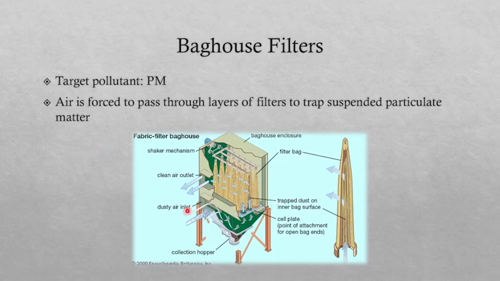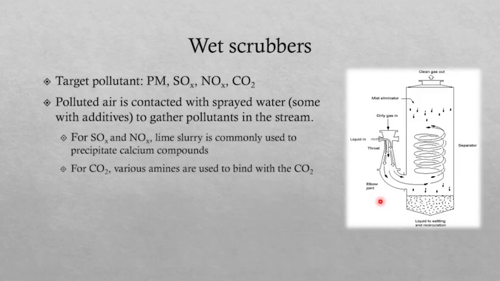This is an example of a baghouse filter wherein shown here is the direction of the airflow. So dirty air is introduced at the bottom and it is pressurized and it is forced outside of the filter. What comes out is cleaned air and then the particles are trapped on the inner surface of the filter which can be removed later. Next, we have wet scrubbers.